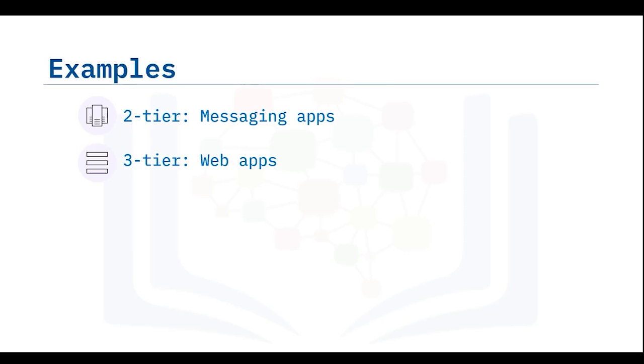Many web apps use the 3-tier pattern. They use a web server to provide the user interface, an application server to process user inputs, and a database server that handles data management. The functions of these three types of servers will be discussed in more detail in another video.